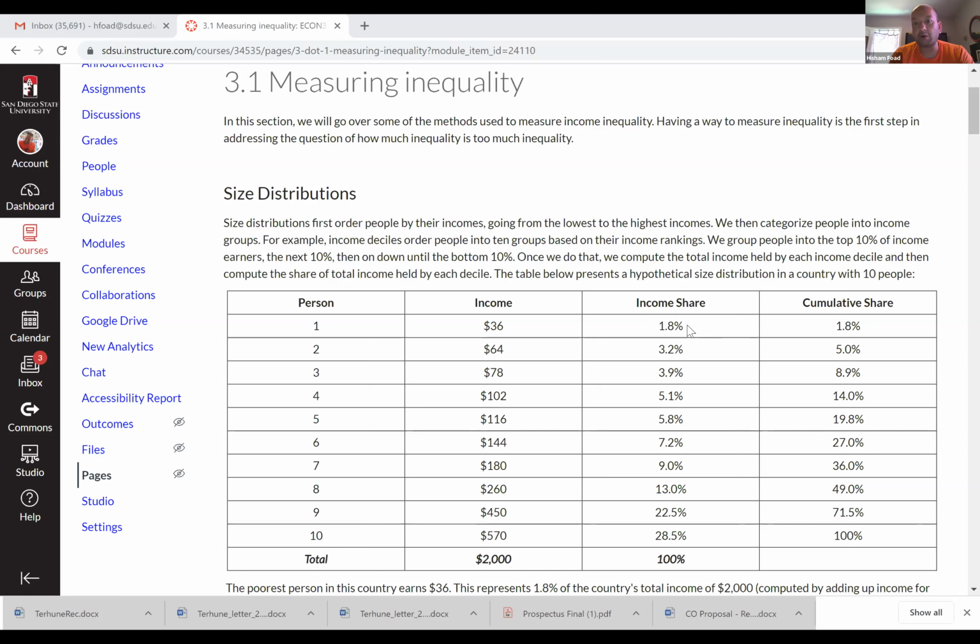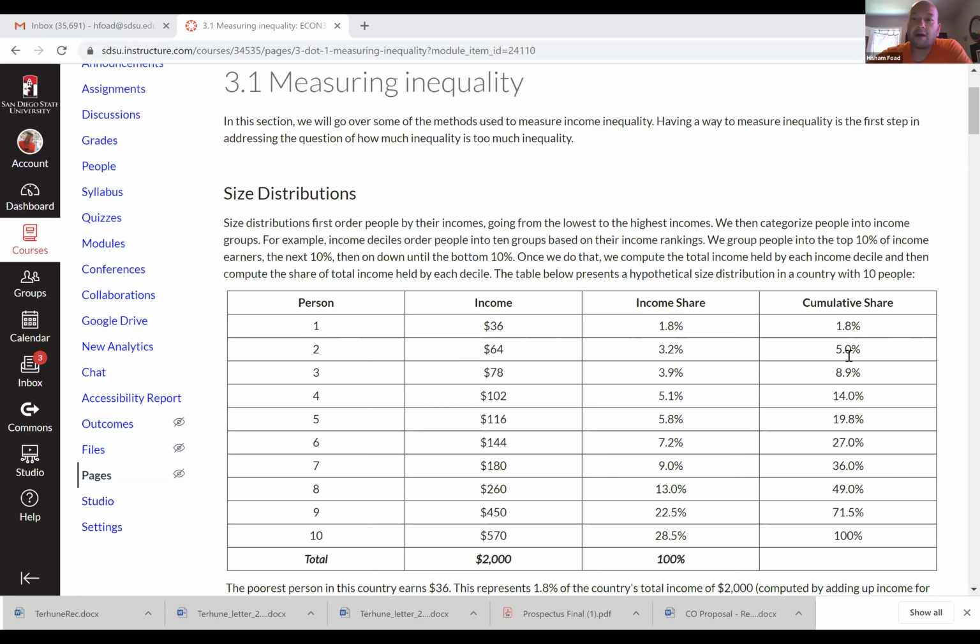A nice thing about this is that if I know how much money is being held by the bottom 10%, and I know how much is being held by the second poorest 10%, then I can add up their individual income shares to figure out what the cumulative share of income is held by the bottom 20%. If the poorest 10% has 1.8% of income, and the second poorest 10% has 3.2%, then adding those two together, we see that the poorest 20%, basically persons 1 and 2, have cumulatively 5% of income.